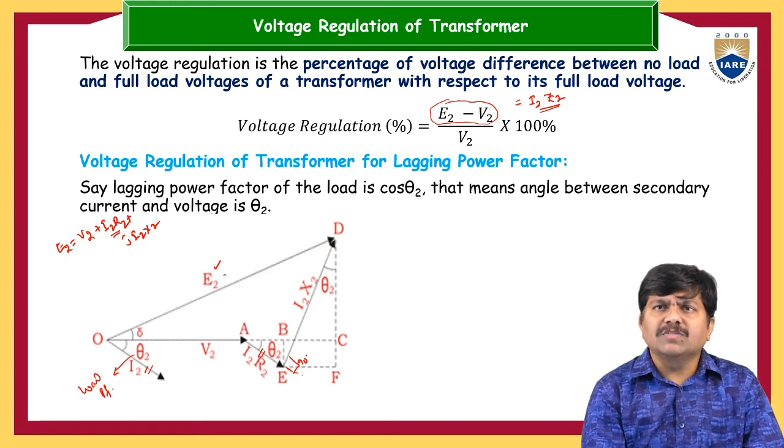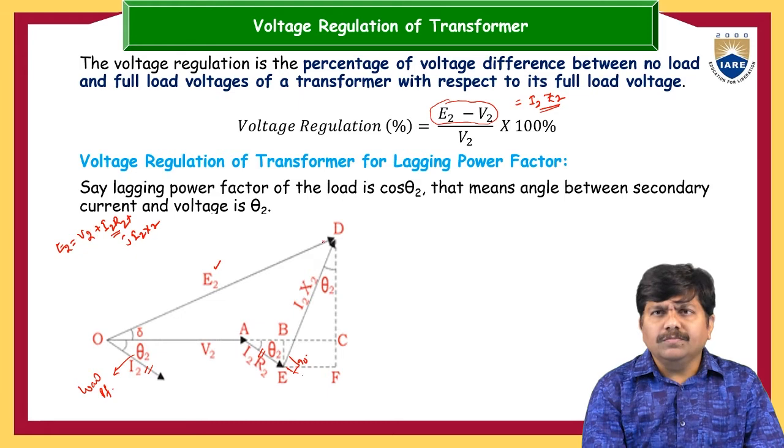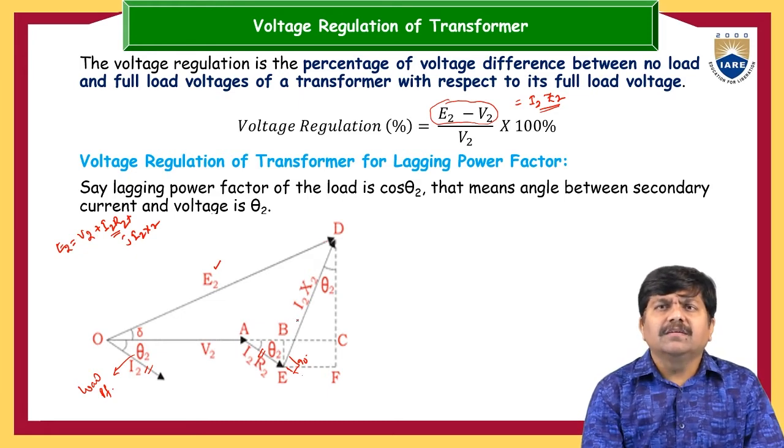Now finally what happens, voltage regulation is nothing but the difference between OD and OA. So that difference is nothing but this vector and this vector. So A to E and E to D. These two quantities are inclined and these two quantities are complex quantities.